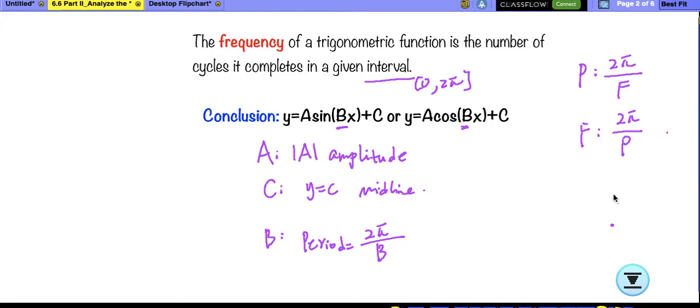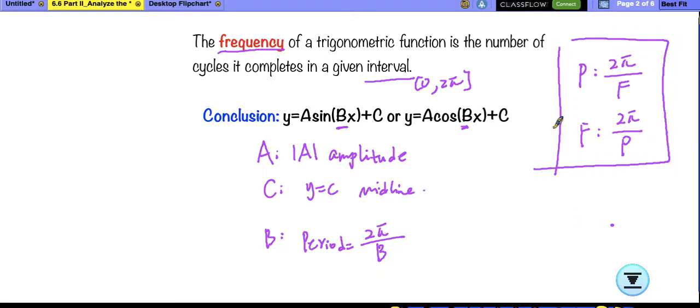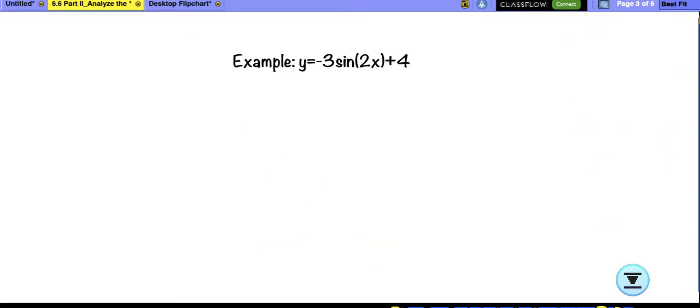In the previous video, we just introduced a new word, frequency, and we know that we can use frequency to figure out the period, and there is a certain special relation between period and frequency. So in this video, we are going to use several examples to figure out the relation between the frequency and period. Let's see the first one.